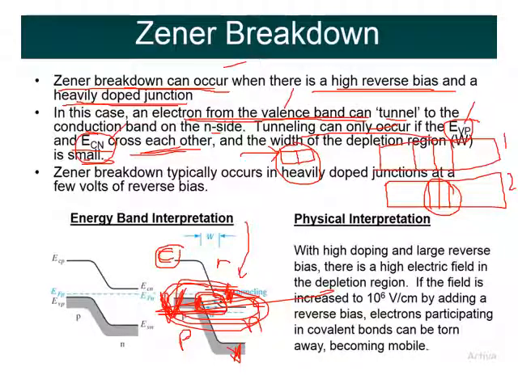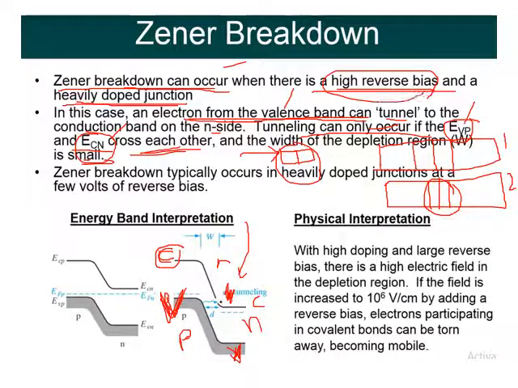Why is the width of the depletion region very small? I have told you, the more the doping, the smaller the depletion region, right? So what is the very first condition? The very first condition is reverse bias, correct? And what is the second condition? Heavily doped junction. When the junction is heavily doped, we know that the width of the depletion region is less. So both the conditions are very necessary. The depletion width should be less, and we should have a high reverse bias.